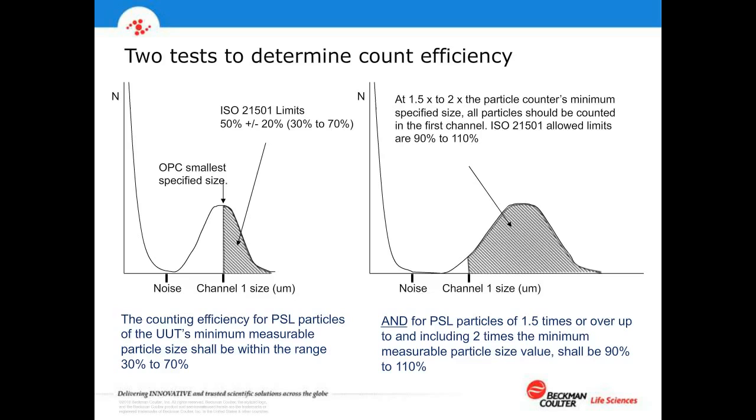So counting efficiency under 21501 involves 2 steps. Size of particles that's right at the threshold, the minimum threshold capability of the counter, and a size that's 1.5 to 2 times, and we should see 100% in that second test.